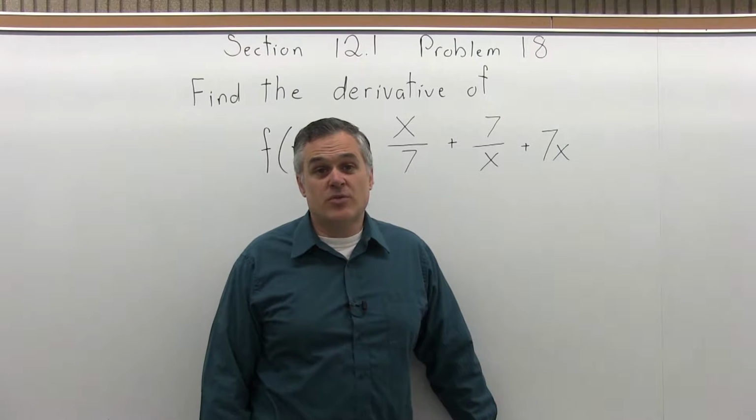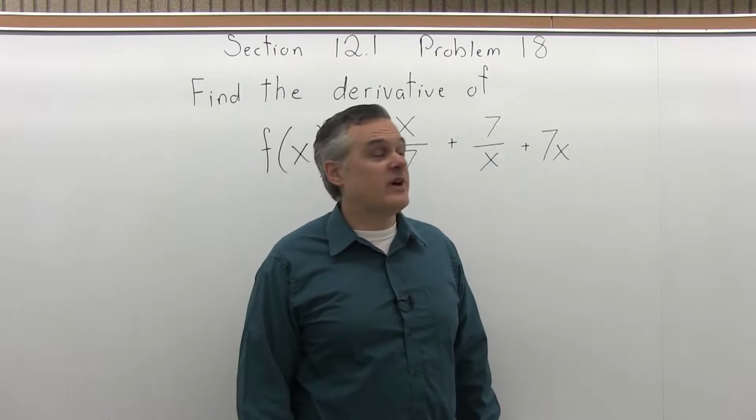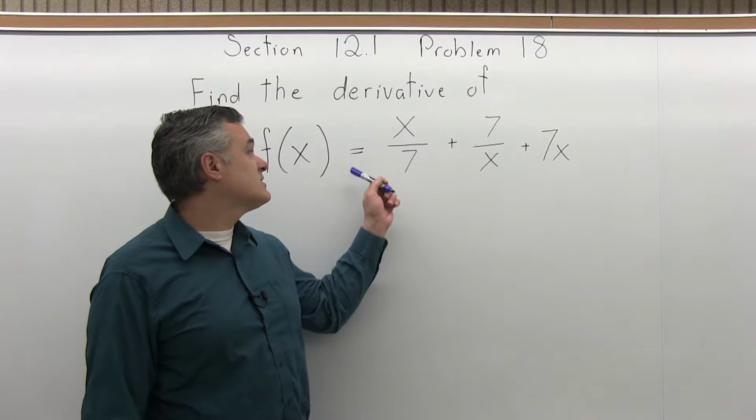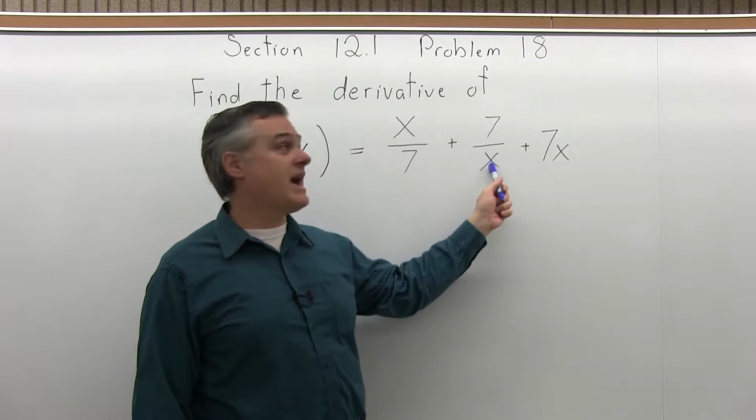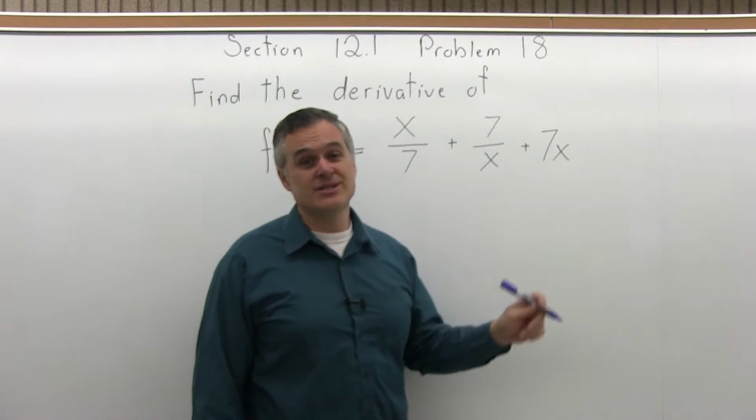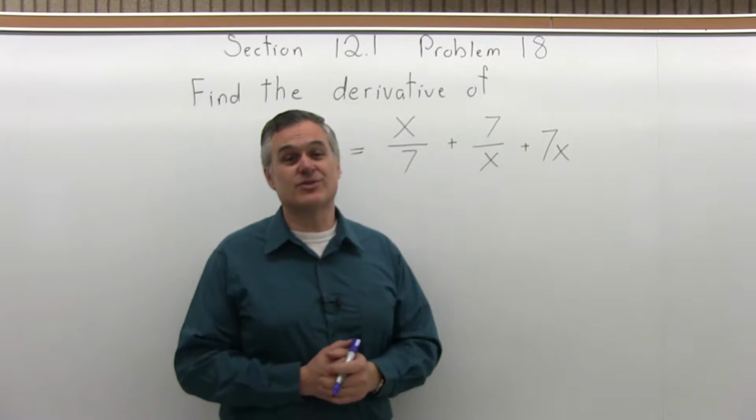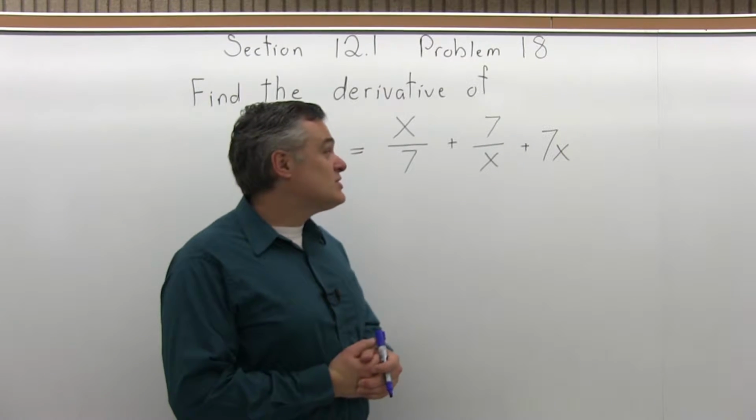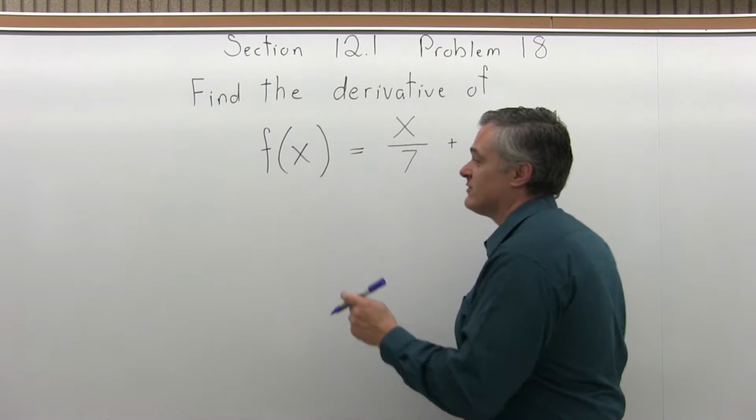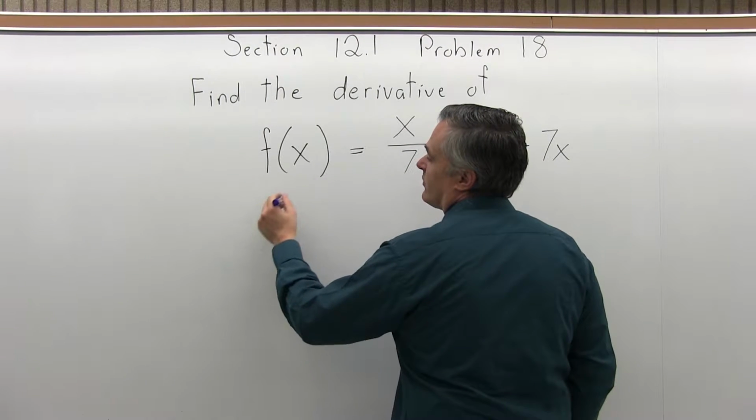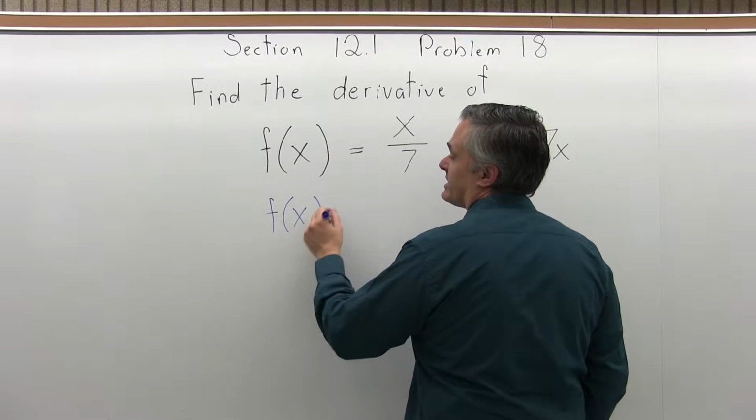This is Section 12.1, Problem number 18. It says find the derivative of the function f of x equals x over 7 plus 7 over x plus 7x. So these are like the different combinations of things you can do with a 7 and an x. Before we take the derivative, let me rewrite the function a little bit so it fits the format of a number in front times an x with an exponent.